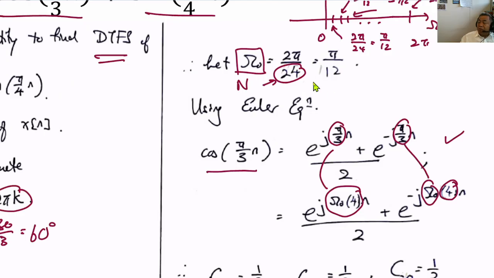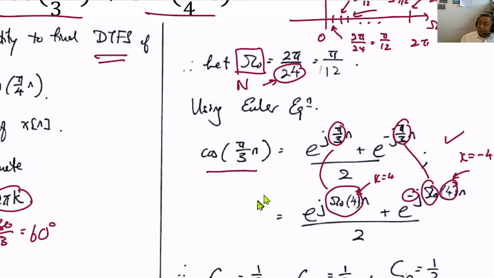So omega naught is fixed, pi over 12. So 4 times pi over 12 becomes pi over 3. So this is okay by choosing little k equals 4. And here by choosing k equals minus 4. So that's the minus sign here.